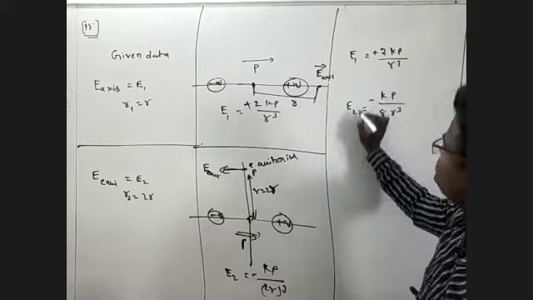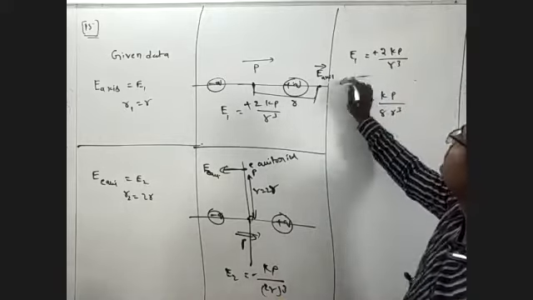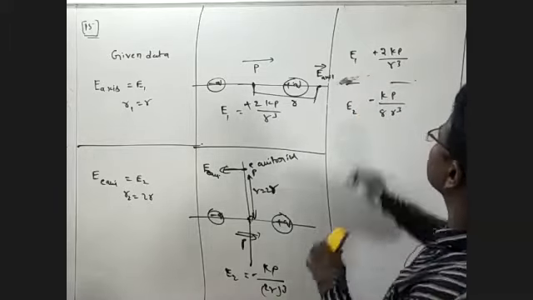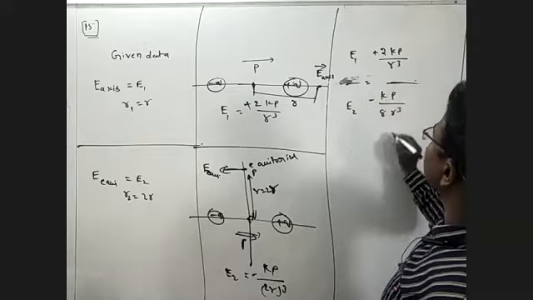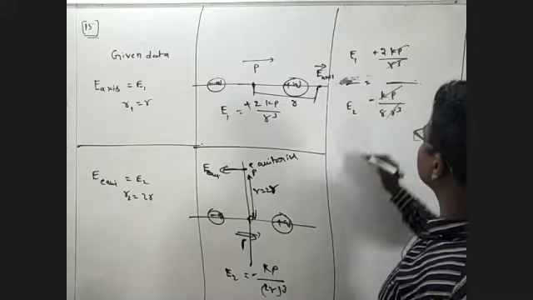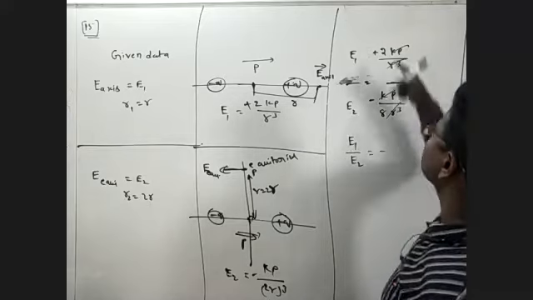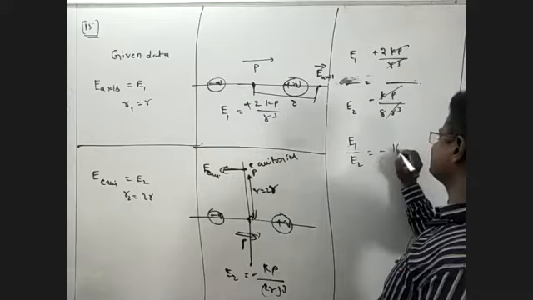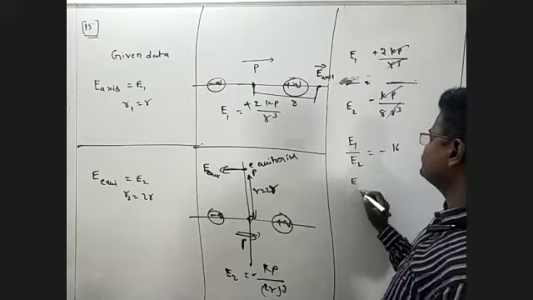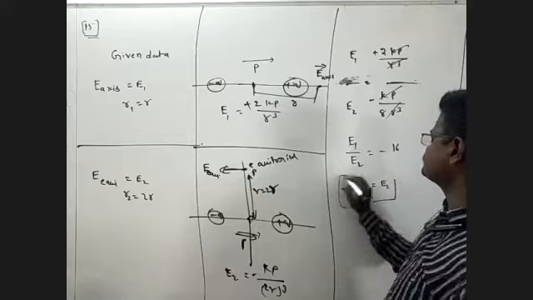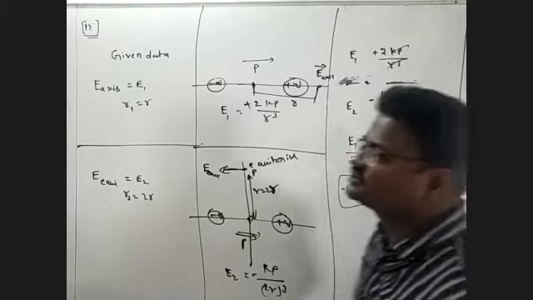So divide the two equations, E1 by E2. Dividing the two equations, kp cancels and R cubed cancels. E1 by E2 is equal to minus 8 times 2, which is 16. So E2 is equal to minus E1 by 16. That is your answer.